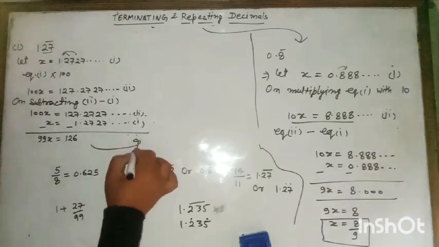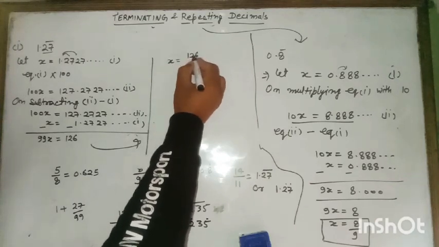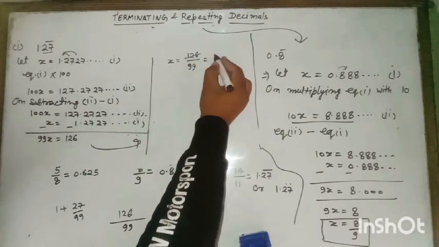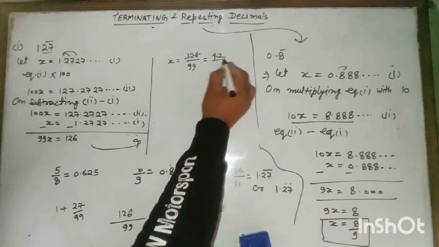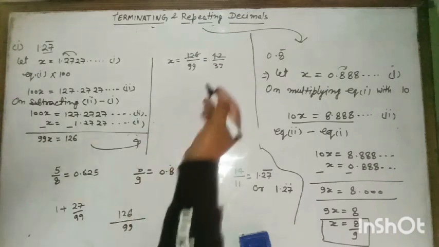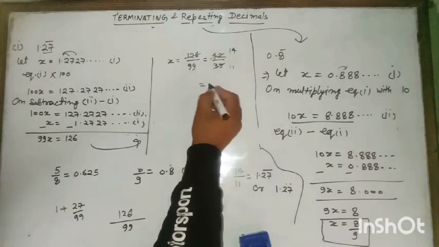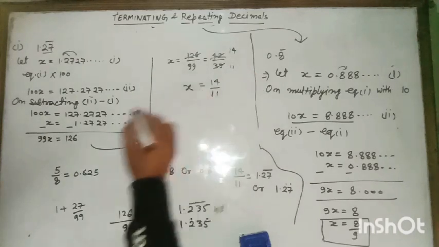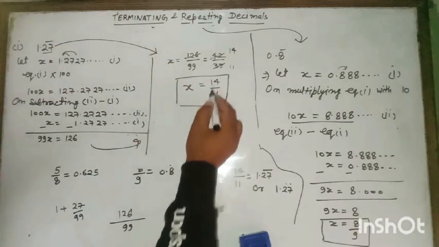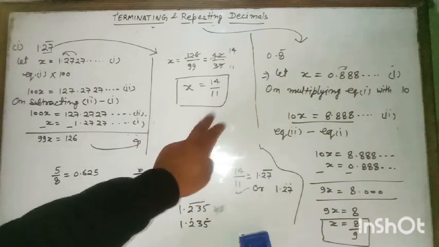After this, see it will be 99x, so the value of x will be 126 upon 99. So we will divide it, 6, 7, 8, 9 is divisible by 3: 3 4s are 12, 3 2s are 6, 3 3s are 9. So further we will divide by 11: 11 3s are 33 and 14 3s are 42, so 11. So our answer will be equal to 14 upon 11. X is equal to 14 upon 11, or this decimal expression can be written as 14 upon 11. As we can see from here, we have written after dividing. So like this we will do.